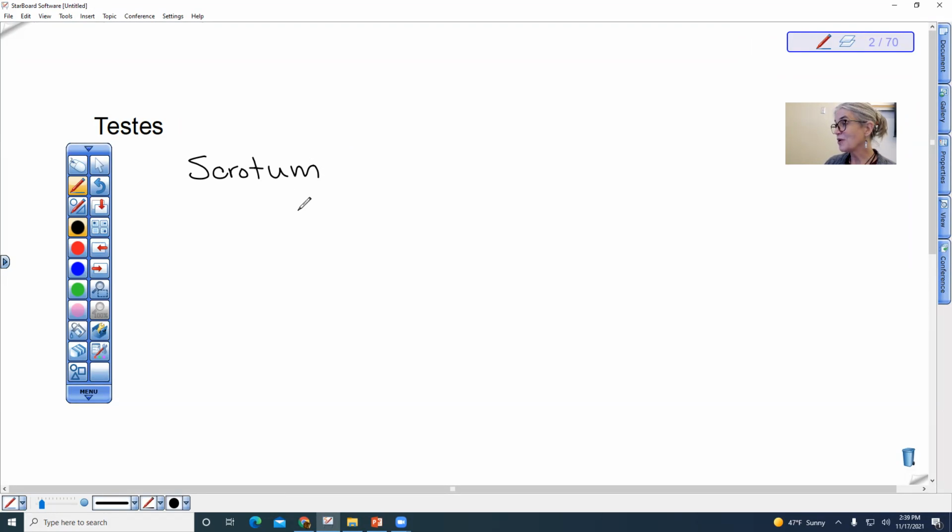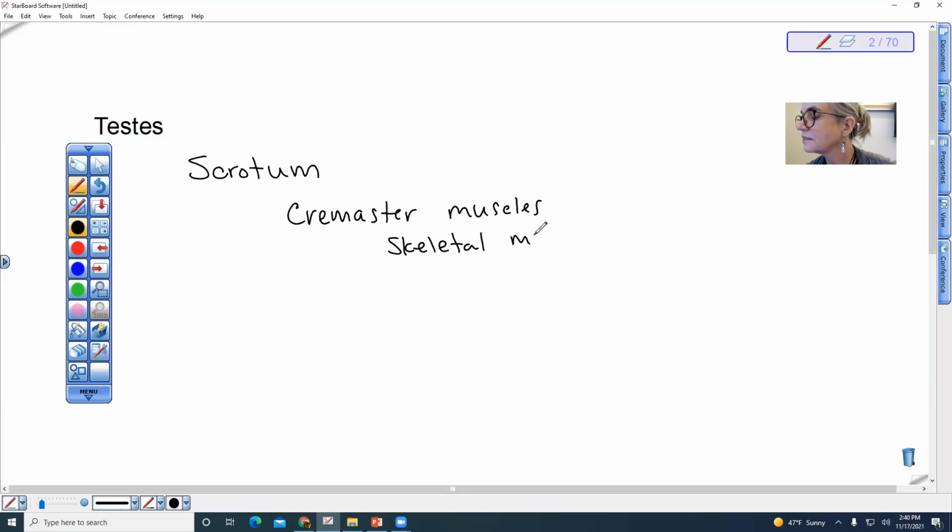When we look at the scrotum, remember that its function is to regulate the temperature at which sperm are produced. There are a couple of mechanisms by which we have temperature regulation. For example, we have a couple of muscles. We have the cremaster muscles. These are skeletal muscles.